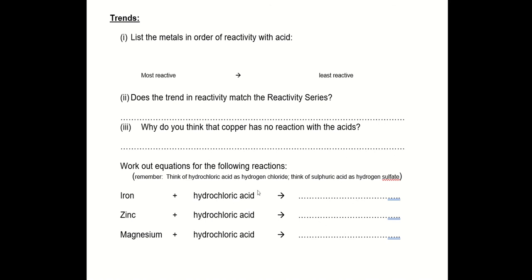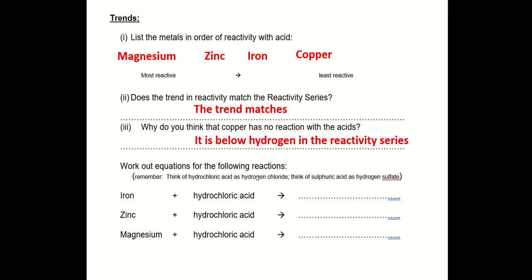So, the metals in order of reactivity, well, the one that was most reactive there was magnesium. Then we had zinc, then we had iron, and then copper was the least reactive. And if you think of our reactivity series that we had at the start, yep, that trend matches perfectly. Why did we think that copper had no reaction with acids? Well, it's below hydrogen in the reactivity series.